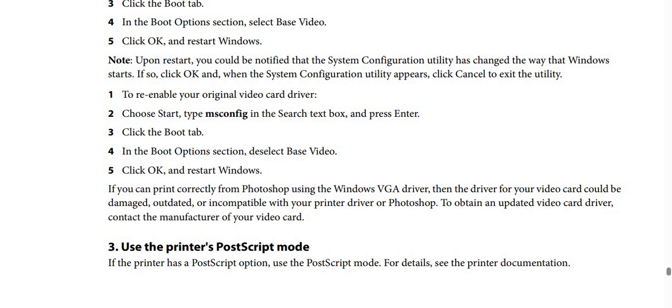Number 1, to re-enable your original video card driver: number 2, choose Start, then type msconfig in the search text box and press Enter. Number 3, click the Boot tab. Number 4, in the Boot options section, deselect Base video. Number 5, click OK and restart Windows.